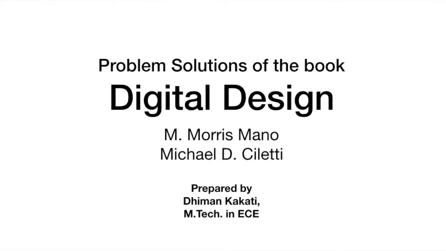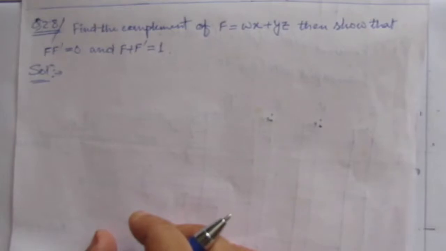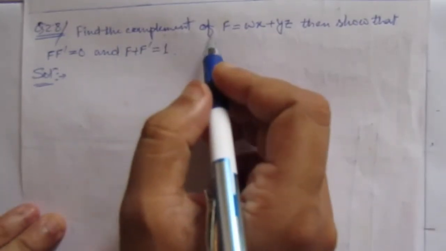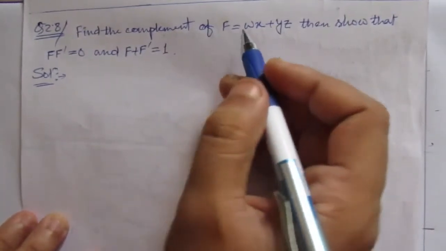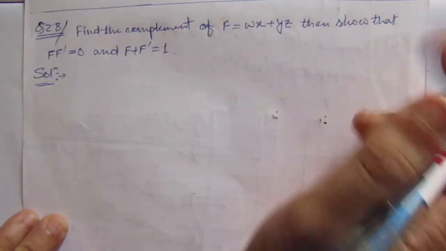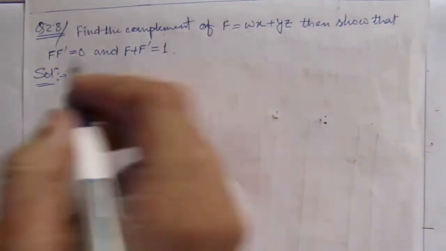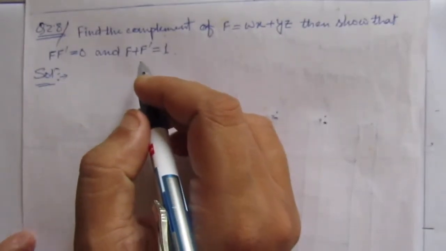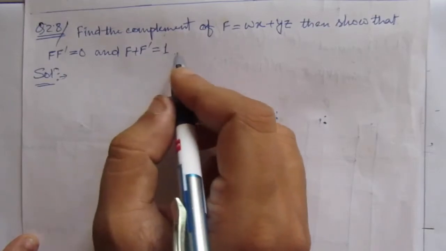I am solving the problems from the book Digital Design by Maurice Mano and Michael Ciletti. So in this video, I am solving problem number 2.8 from chapter number 2. The problem is, find the complement of the function F equal to WX plus YZ. This is the Boolean expression. Then show that F times F complement equals 0 and F plus F complement equals 1.